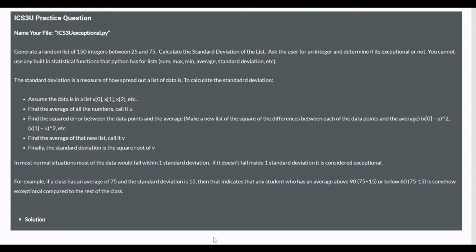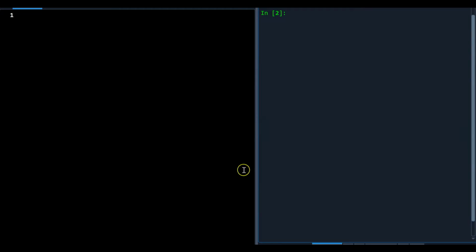calculation. Since we squared it, we add it all up and find the average of that. Then, since we squared it, we need to take the square root at the end in order to normalize it. That's how we're going to calculate the standard deviation, and then we can check whether any other number entered from the keyboard is considered exceptional or not. It's kind of long, but I don't think it's overly complicated. We just need to follow the instructions that it gave.